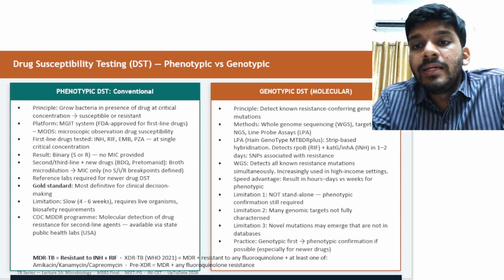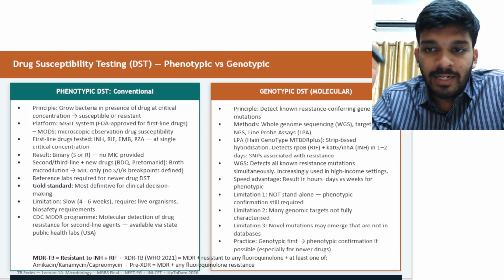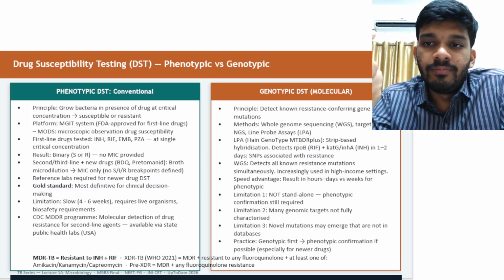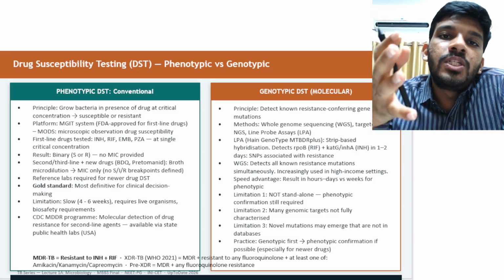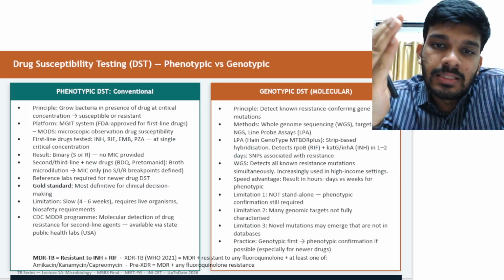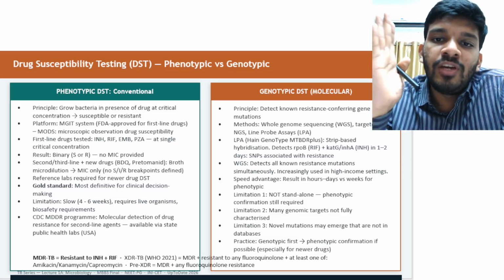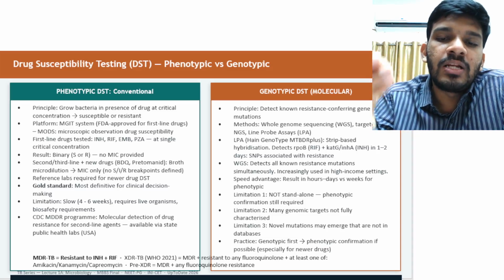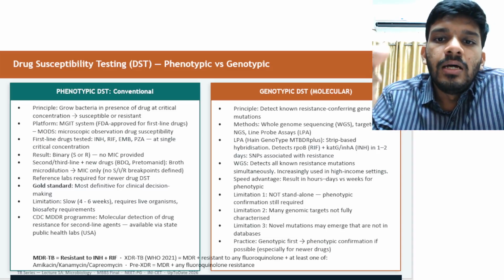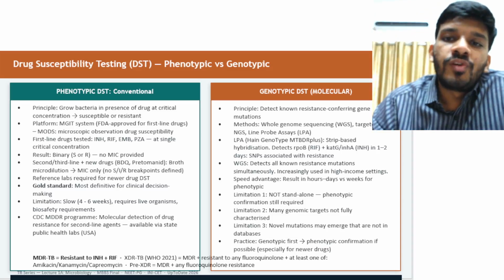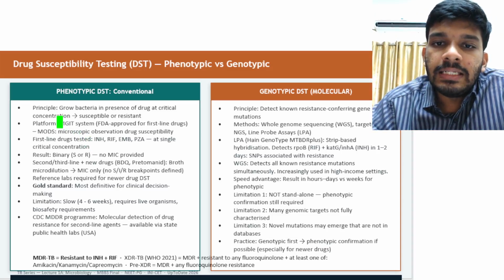Genotypic, you try to predict it without putting the actual antibiotic, but you try to see the genome of the bacteria because you know which are the genes which confer resistance. Okay, that is the basis of saying phenotypic and genotypic, conventional and molecular. Okay. So the most common one which is used for phenotypic is the MGIT system.